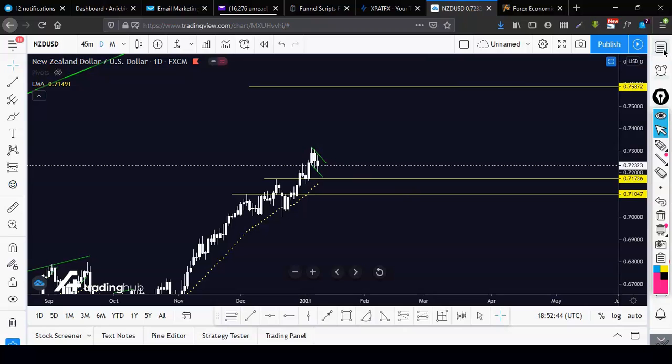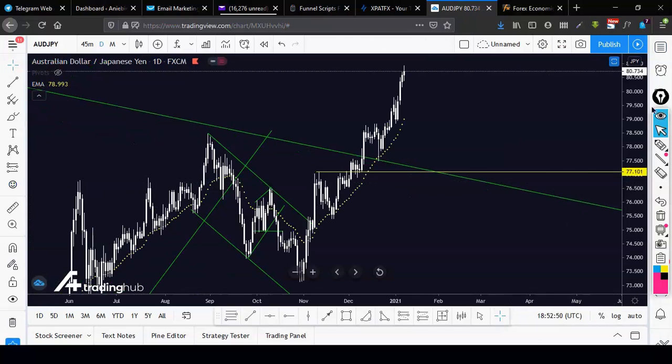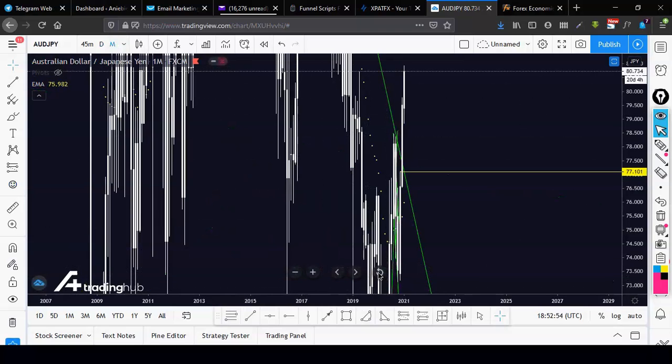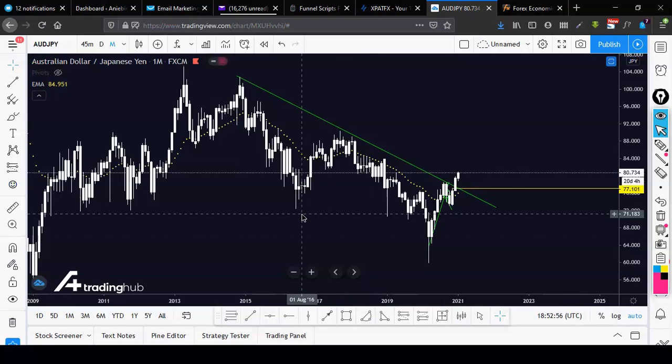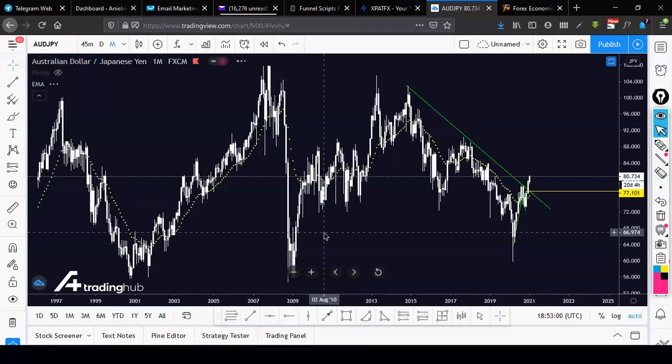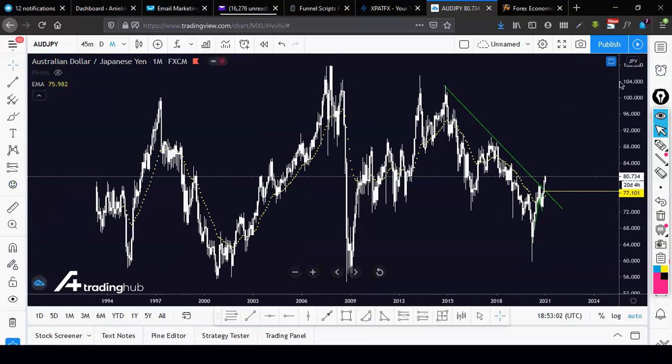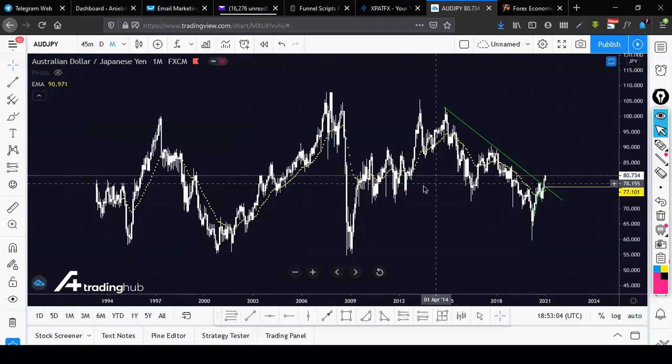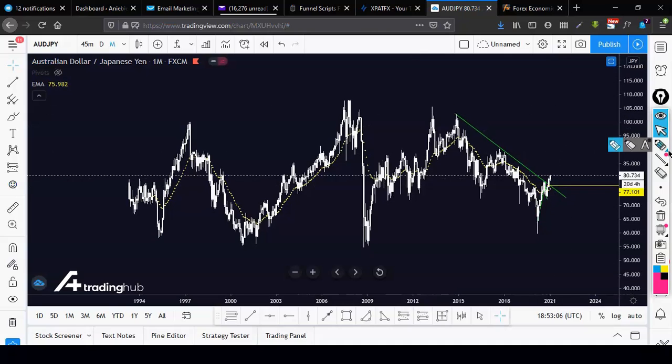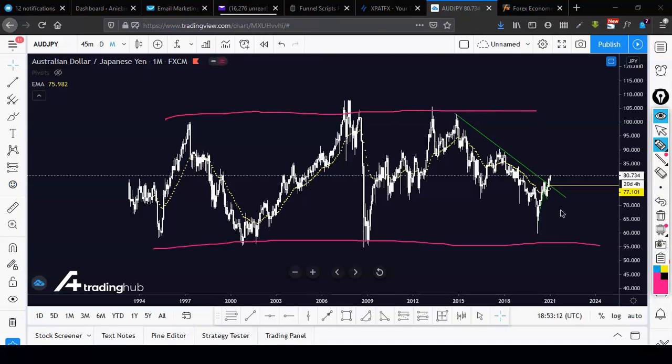So we look at AUD JPY. AUD JPY has similar structure with pound yen and euro yen. You see that? This is the monthly price, it's been ranging. This has been ranging since 94. It has been ranging between this level and this level.